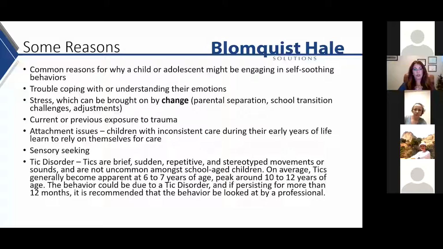Tic disorders. You might think, wait a minute, how does that have to do with anything? Well, a tic is a development of some self-soothing, maybe some previous exposure to trauma. It's repetitive, stereotyped movements or sounds. It's not common among school-age kids, but it's not uncommon, sorry. On average, tics generally become apparent at 6 to 7 years old, but I've seen teenagers all of a sudden have tics. It's because of trauma. They peak at about 10 to 12.